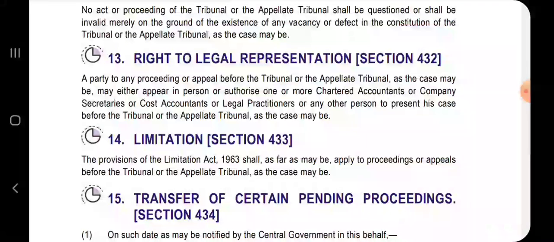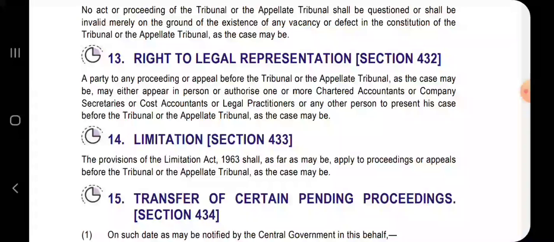Section 432, right to legal representation. Any party to any proceedings before the tribunal or appellate tribunal may either appear in person or authorize one or more chartered accountants, company secretaries, cost accountants, legal practitioners, or any person to represent his case before the tribunal or appellate tribunal. It is obvious that mostly CAs, CSs, CWAs will represent clients. We will be seeing this in income tax also.